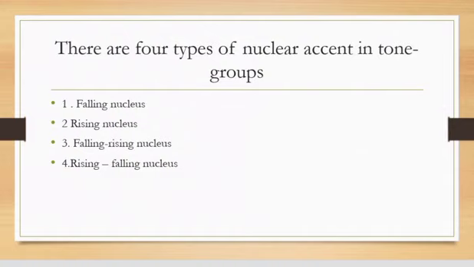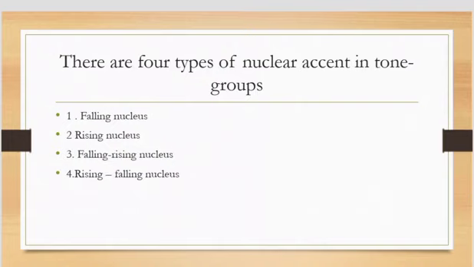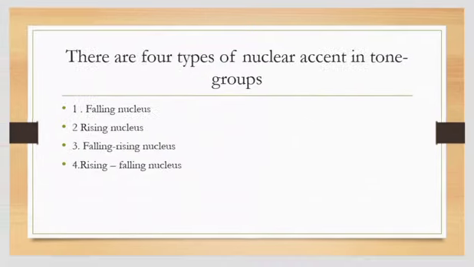A rising nucleus. Here the syllable which carries the nuclear accent may start from a comparatively low pitch and rise to a higher one, as in I shall go, where go is the nuclear syllable. A falling-rising nucleus. Here the syllable which carries the nuclear accent may have a fall and rise in itself, as in there they are.